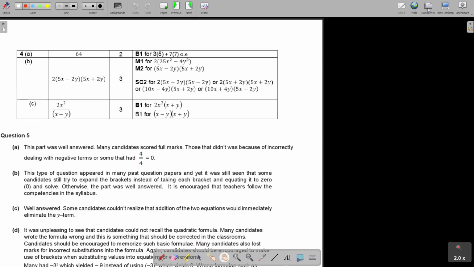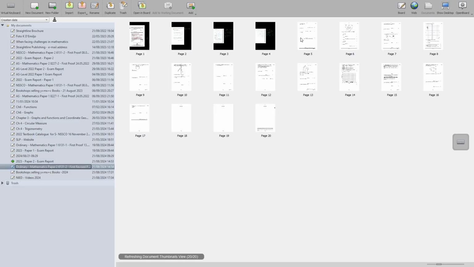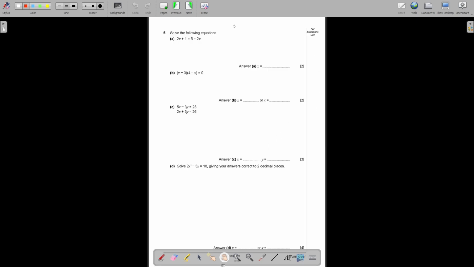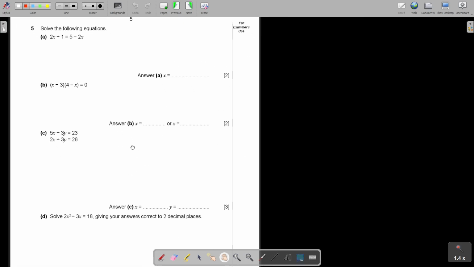Okay, let's go back to the question paper. Okay, let's go to the next question. Question number 5. I will see if I reflect a little bit faster to the other side. Okay, so question number 5, it looks like equations. Okay, so where do I find this?